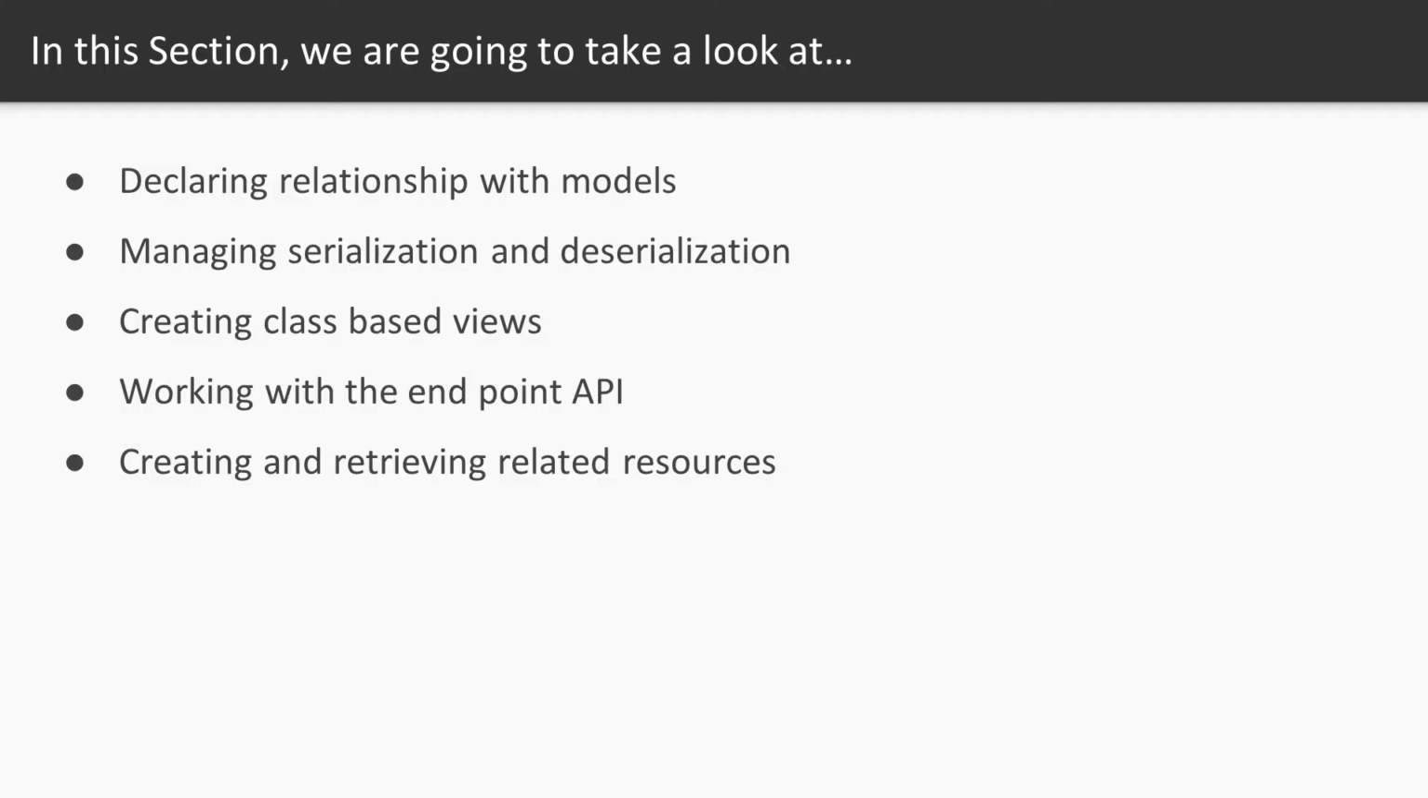In this section we will start with declaring relationships with the model. Then we move to managing serialization and deserialization with hyperlinks. We will then create class-based views and work with the endpoints for the API. Lastly, we will create and retrieve related resources.